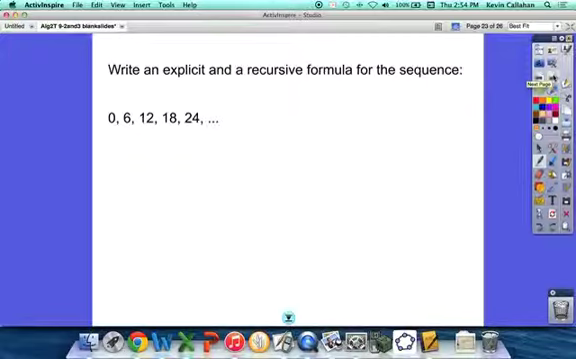Write an explicit and a recursive formula for the sequence. Now, I didn't tell you what kind of sequence this is, so you're going to have to pick the right kind. What kind of sequence is it? Is it arithmetic or geometric? It's arithmetic, right? So when it says write the explicit formula, in your mind you've got to be going, oh, that means an equals a1 plus n minus 1 times d. And the recursive formula, an plus 1 equals an plus d.